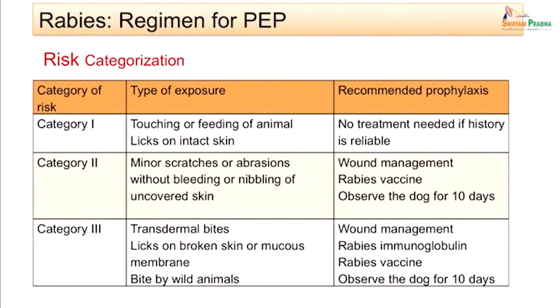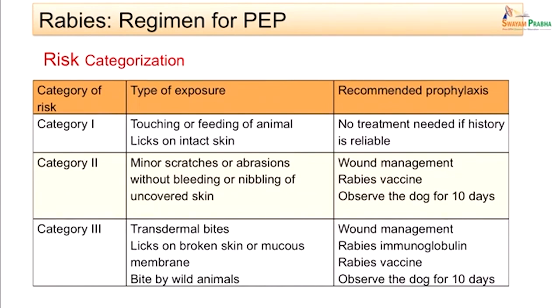Now, the regime for post-exposure prophylaxis depends upon the category of the risk. The risk categorization is done on the basis of the type of exposure. Three categories of risks are identified: category 1, category 2 and category 3. Category 1 is just touching or feeding of the animal, or licks of the animal on intact skin. So, it does not constitute any risk. This is category 1 and does not require any prophylaxis.